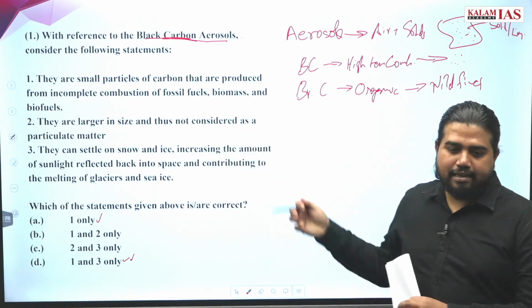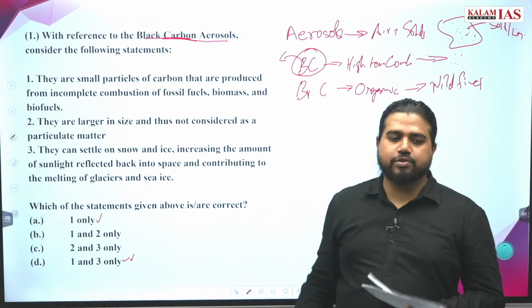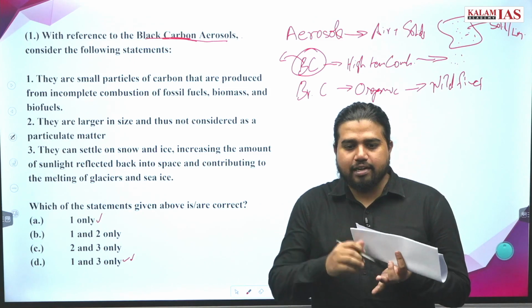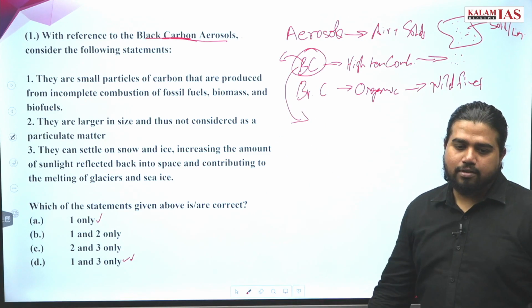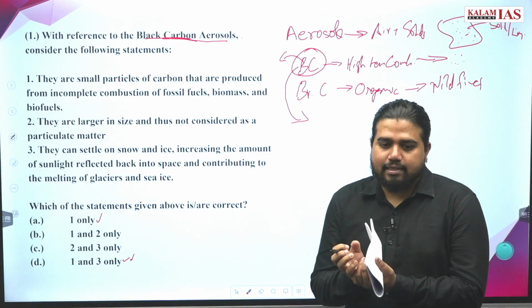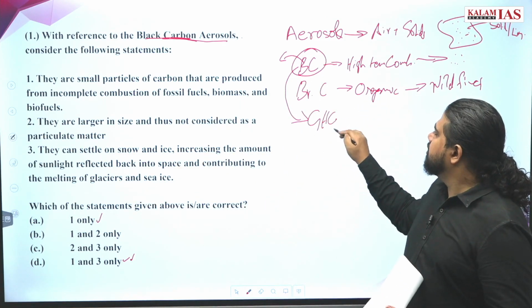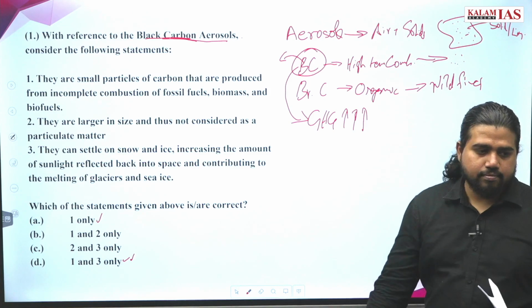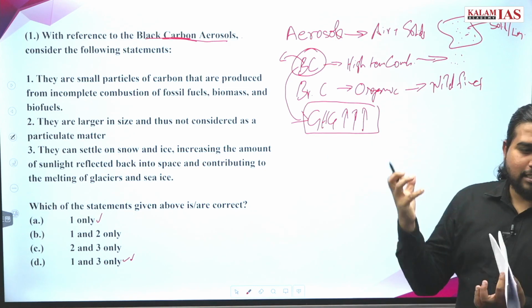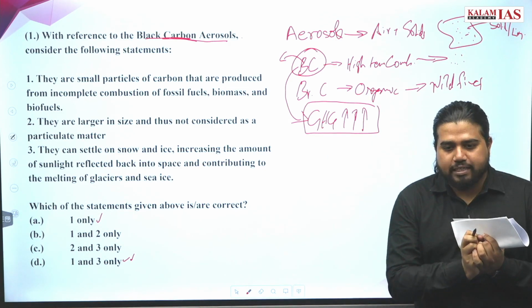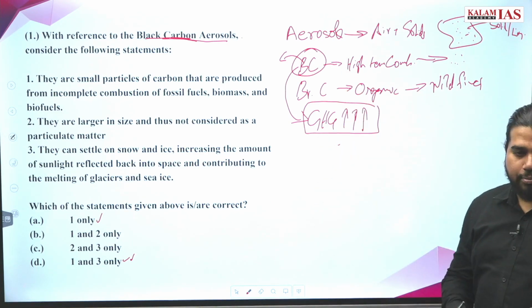What is the major characteristic difference? Black carbon, due to its black color, can absorb almost the whole range of the electromagnetic spectrum. Infrared, UV, visible light, everything it will absorb. So what characteristic does it have? Since it is black in color and absorbs all the electromagnetic spectrum, its greenhouse gas potential will be too high. Basic characteristics: since it is black, it absorbs all the electromagnetic spectrum, so its greenhouse gas potential will be extremely high. These basics you should know.